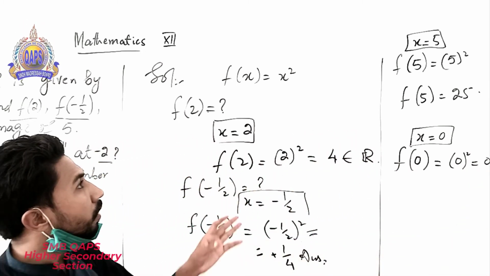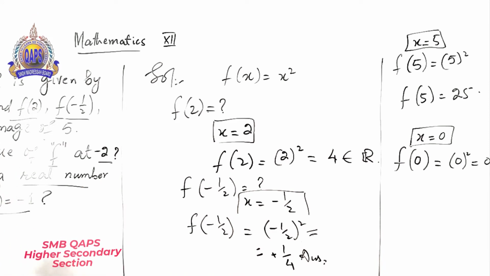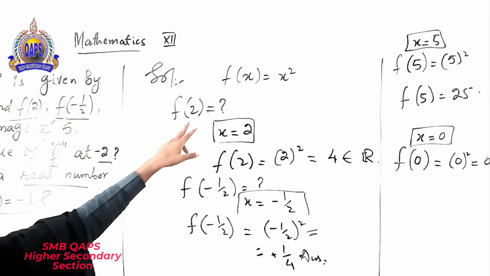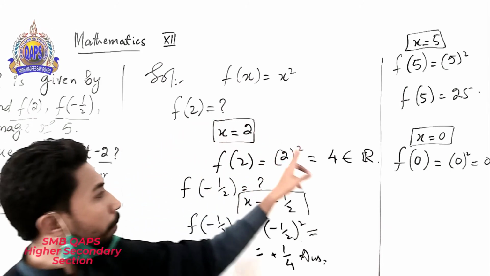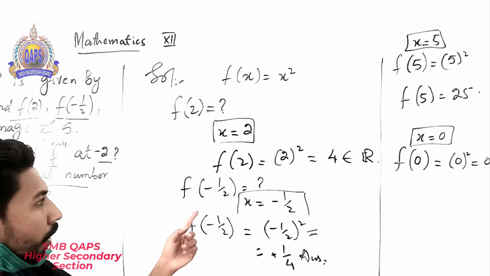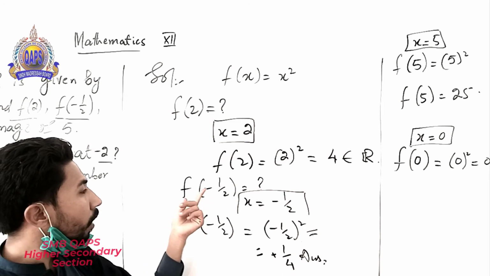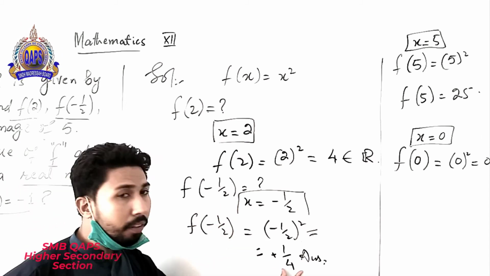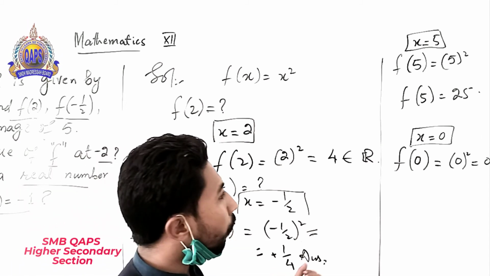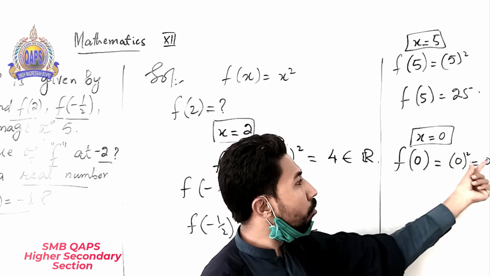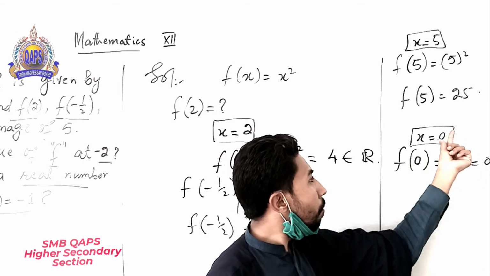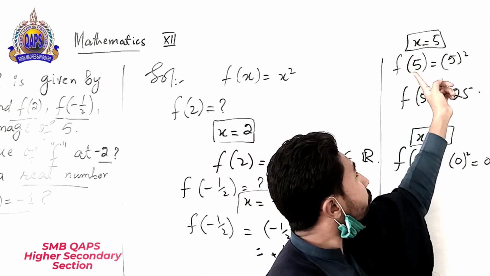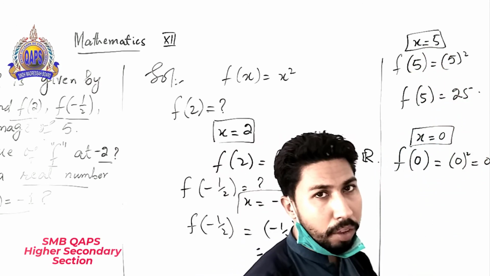So these are the main four points representing the function. At point 2, the result will become 4. Second point, at x equal to minus 1 upon 2, the outcome will be 1 upon 4. Third point, the image of 0 is 0, whereas the image of 5 is only 25.